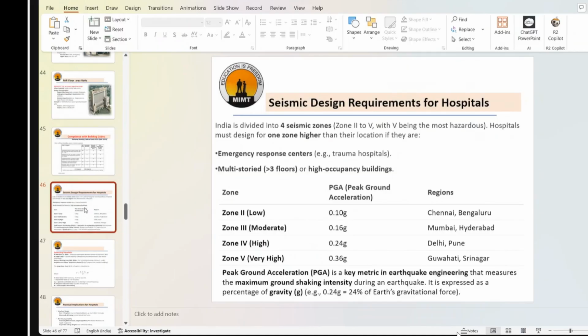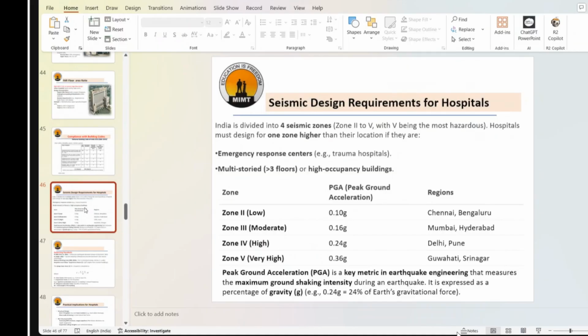There are zones 1 to 5, as I told you. Zone 2 has a peak ground acceleration force, that is PGA. This term, as a hospital administrator, is good for you to know. Zone 2 is the low part, with peak ground acceleration of 0.10, and regions, for example, are Chennai, Bangalore. Zone 3 is moderate, 0.16: Mumbai, Hyderabad. Zone 4 is 0.24: Delhi, Pune. And zone 5 is very high: Guwahati and Srinagar.